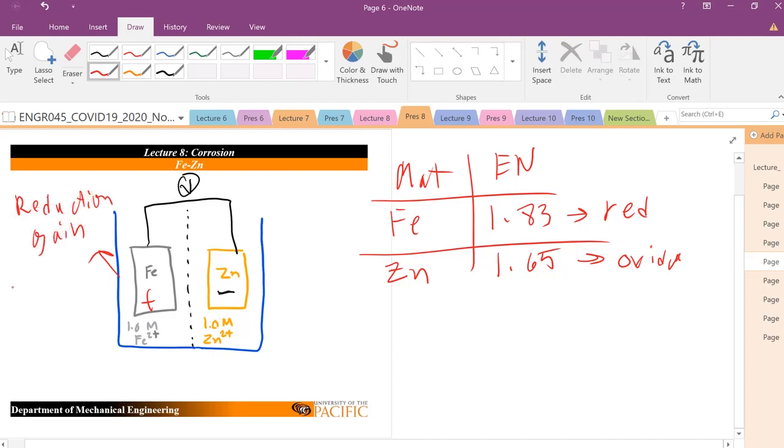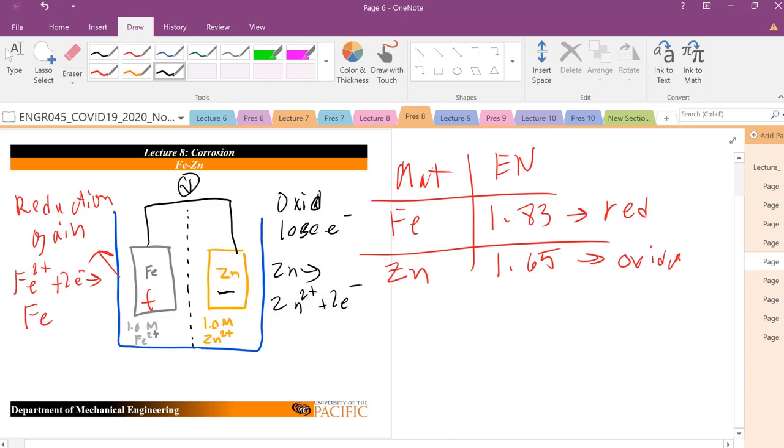So what is my half cell reaction? Well, Fe2+ is going to gain 2e-, and we're going to go to Fe. Our zinc, on the other hand, is our anode material, so we're going to have oxidation. We are going to lose electrons, and we are going to go from Zn to Zn2+ plus 2e-. We're giving away electrons. So that's our half cell reactions. Now our full cell reaction.